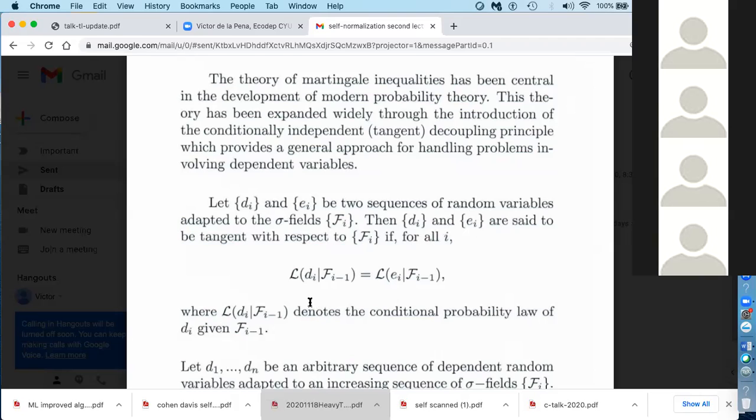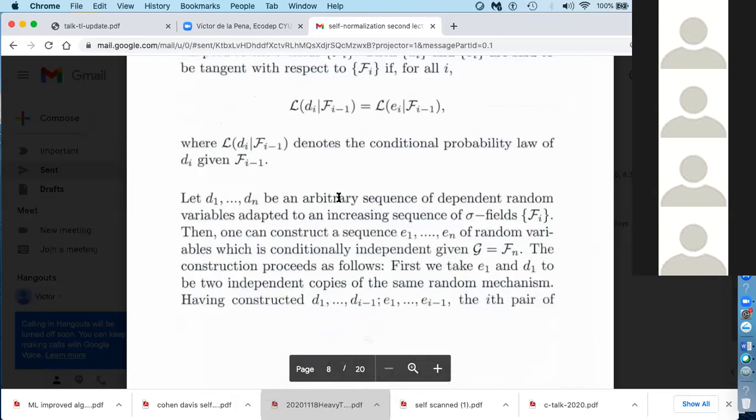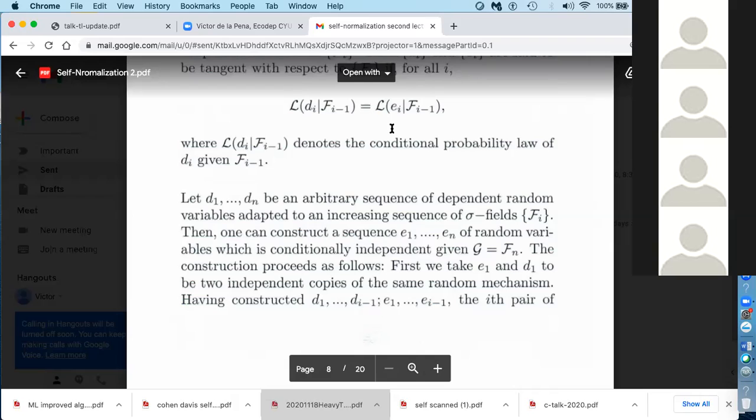Tangency basically means that the conditional distributions are the same for the two sequences, which are adapted to F_i. So we have two sequences adapted to one filtration F_i, which could be the sigma field generated by the D_i's and the E_i's. Under this assumption, we call these two sequences tangent. A sequence that satisfies this condition is called a tangent sequence to D_i.